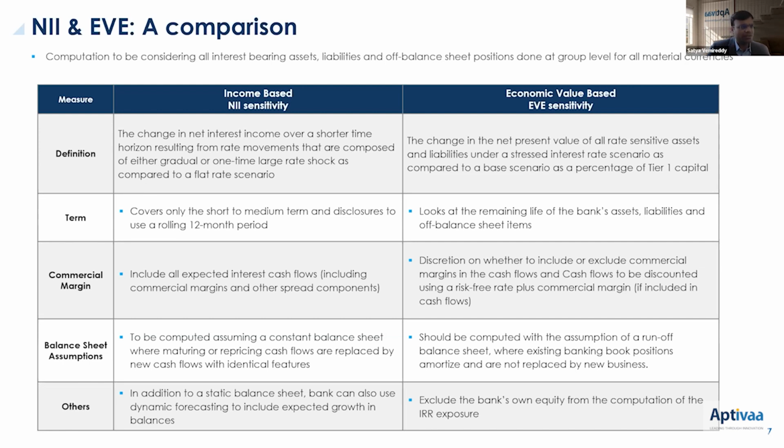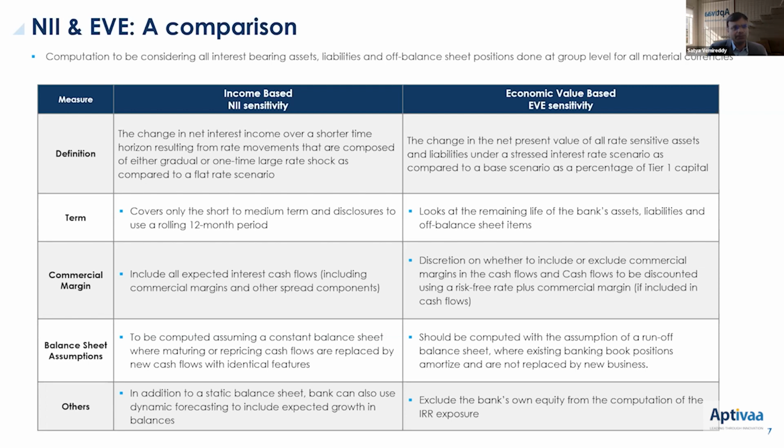Commercial margin is a very important aspect that we have seen most banks don't properly consider, in that from an NII computation perspective, the entire interest income that comes from the customer and is paid to the customers on the deposit side should be included. So what this means is not just the interest component, but also any spread components due from the customers are included in the NII sensitivity computation.